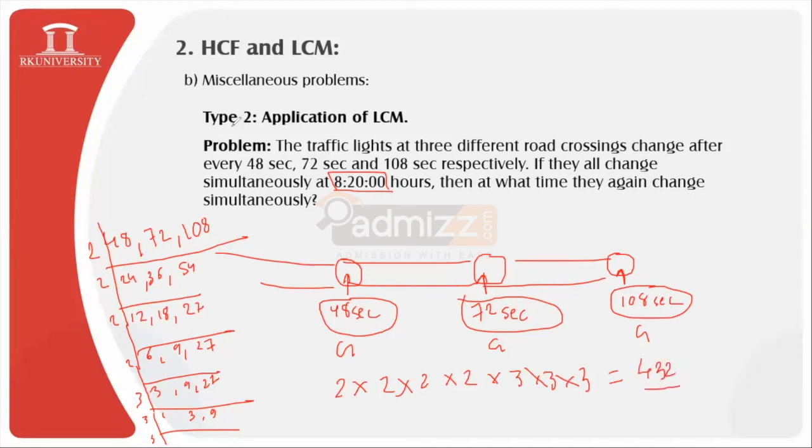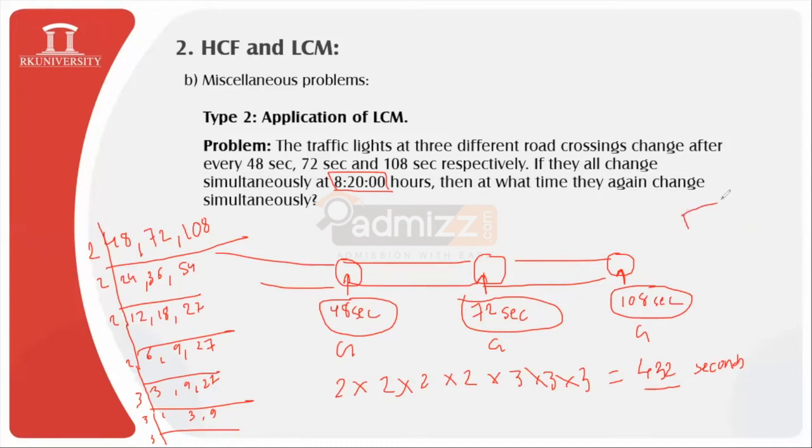Now make sure, students, this value which you obtained after simplification is in seconds. Now what we need to find is the next time at which all the three traffic lights will be of the same color, after 8 hours 20 minutes. So for that, we need to convert 432 seconds into minutes and seconds form. We need to break down this 432 seconds into minutes and seconds.